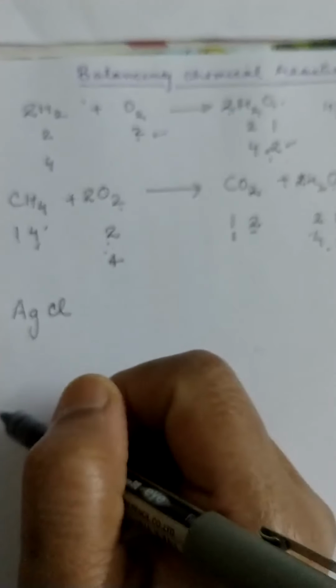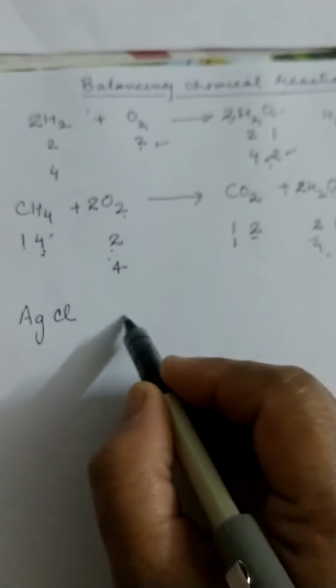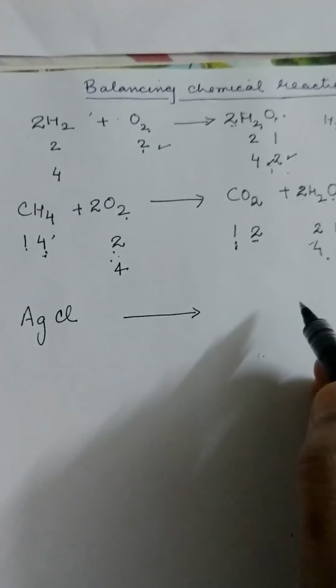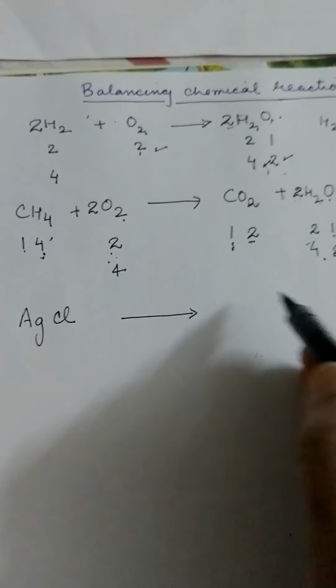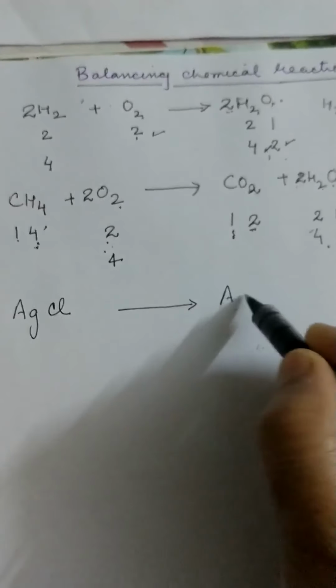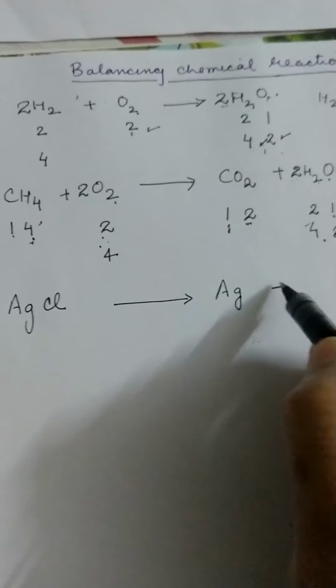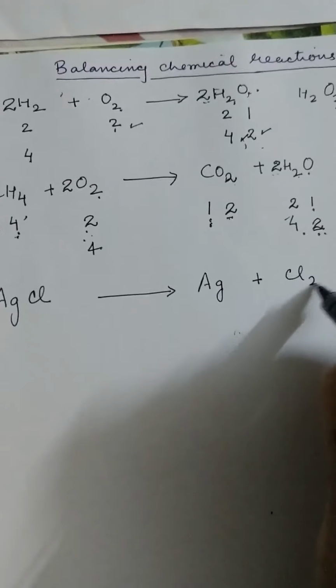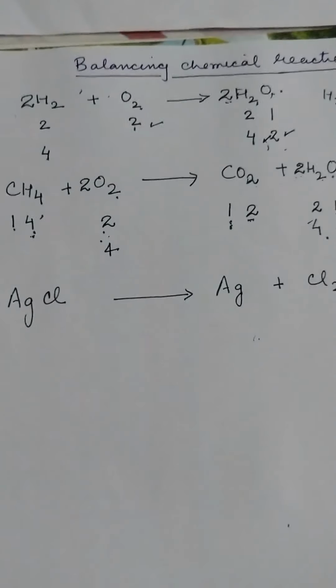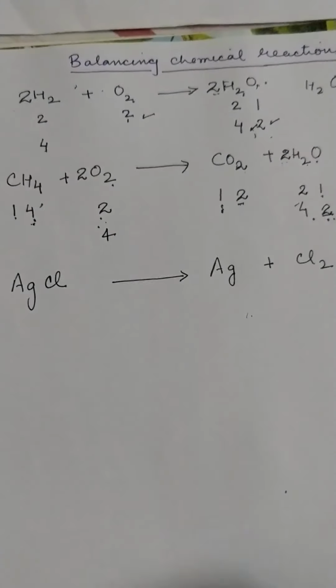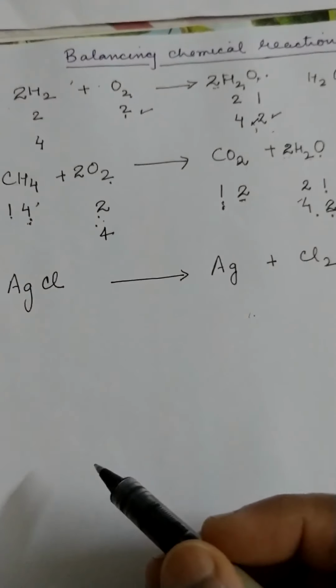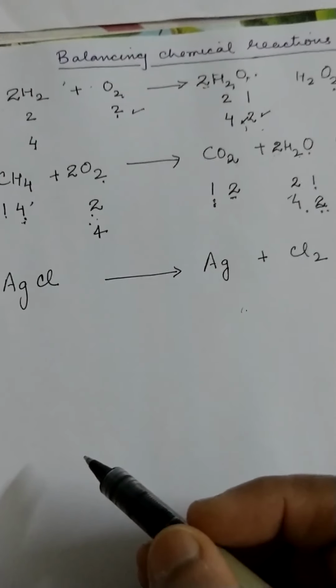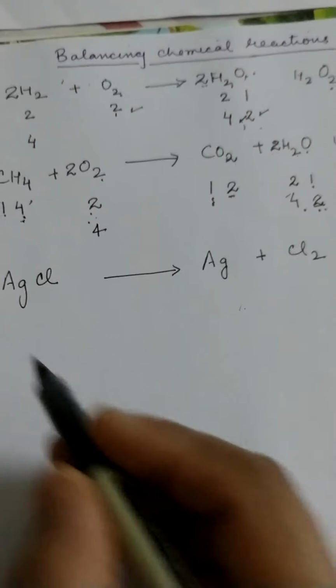AgCl. This is silver chloride, and this reaction takes place in the presence of sunlight. The products are silver plus chlorine gas. Okay. Another very simple reaction. Now let us identify the number of atoms on both sides.